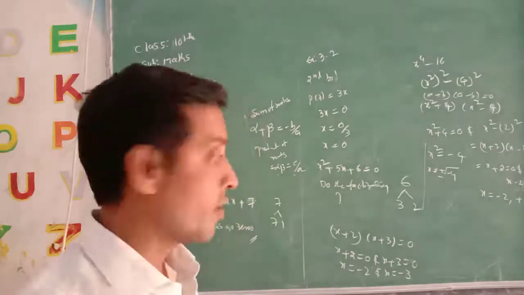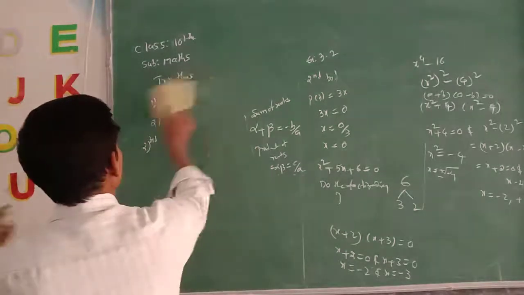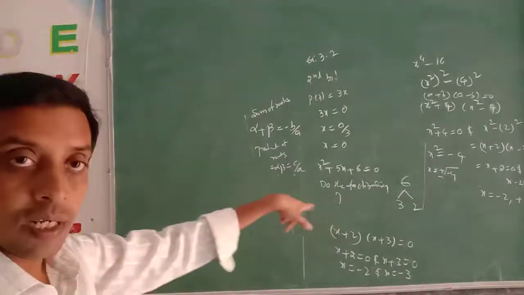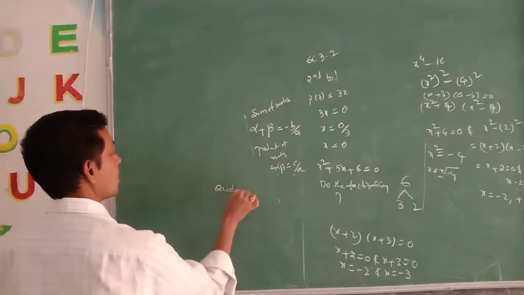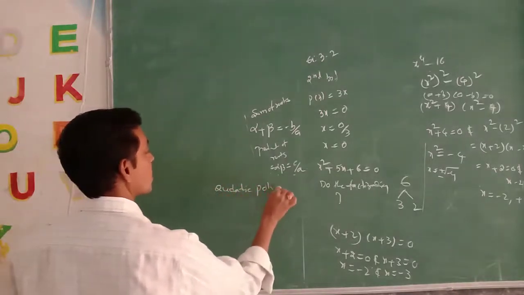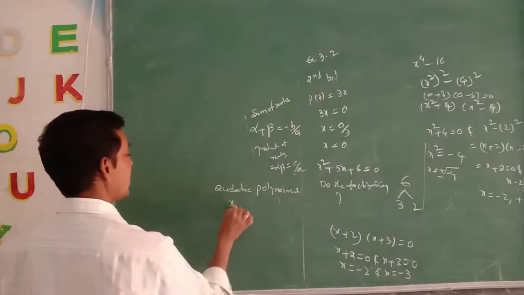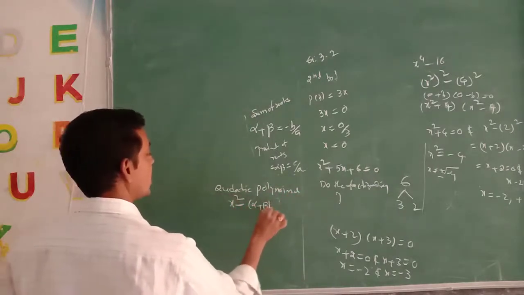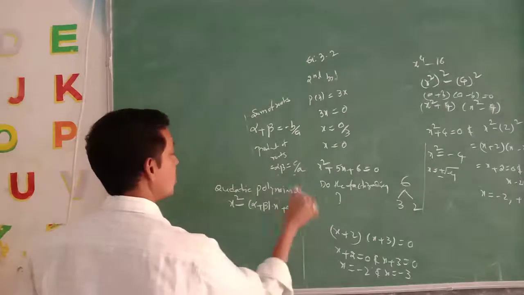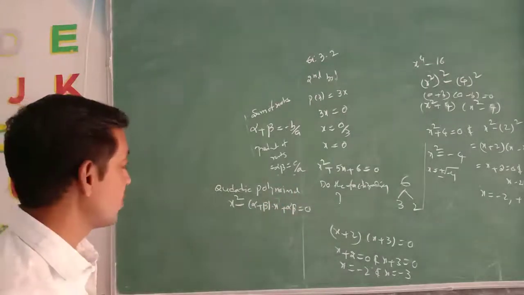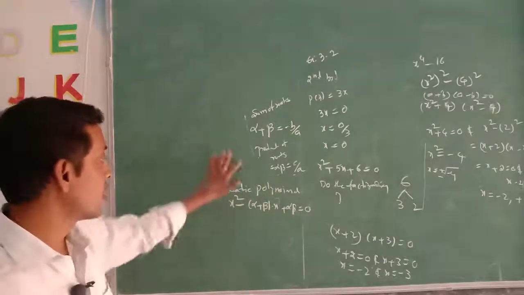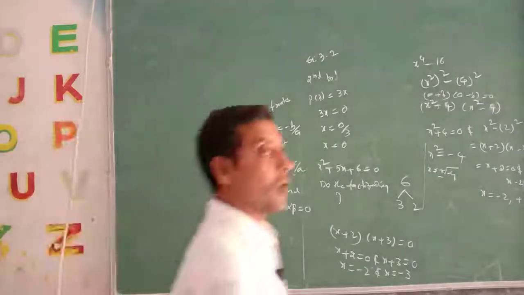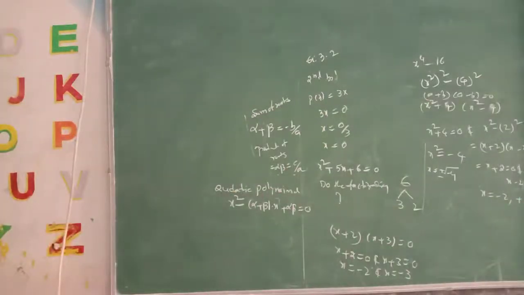Okay? Next we have one more formula, the quadratic formula. After this exercise you have to write down all this. Quadratic polynomial, very important: x square minus (alpha plus beta) into x plus alpha beta is equal to 0. x square minus (alpha plus beta) into x plus alpha beta is equal to 0. This is for finding the quadratic equation. These three formulas you have to remember, that means you have to learn them by heart. Okay? One check out. So the class is completed. Next class we will discuss the remaining.